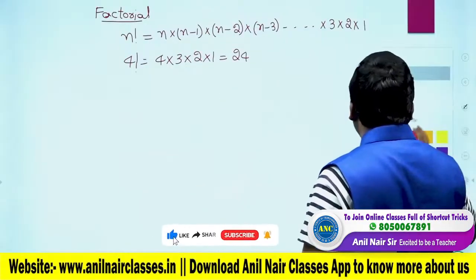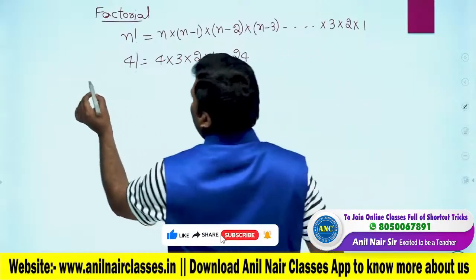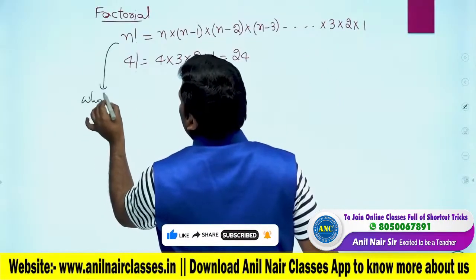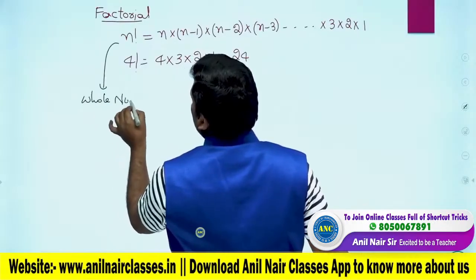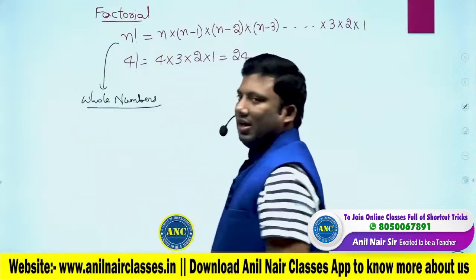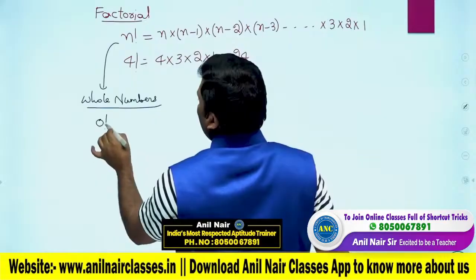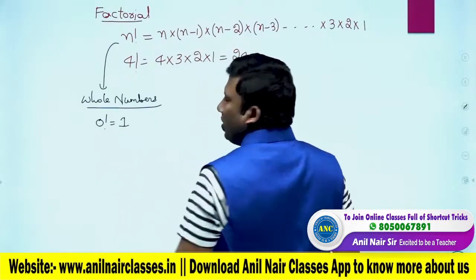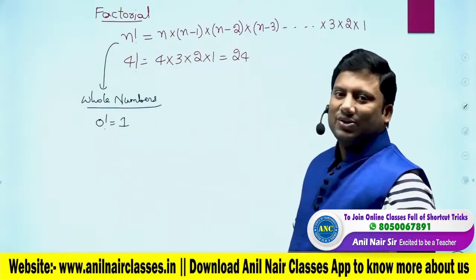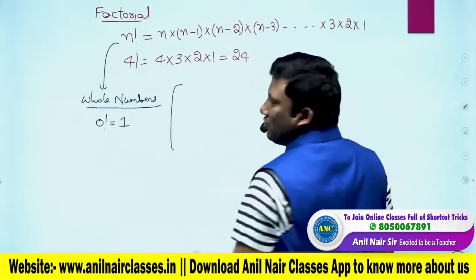What will be n? Factorial is defined for whole numbers. 0 factorial is 1. Now, how is 0 factorial 1?